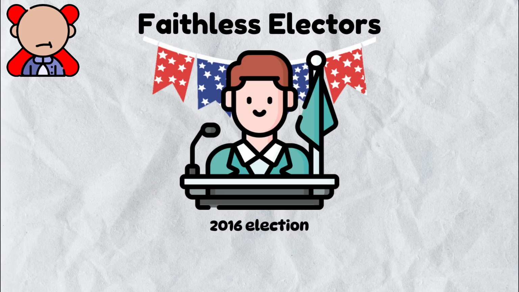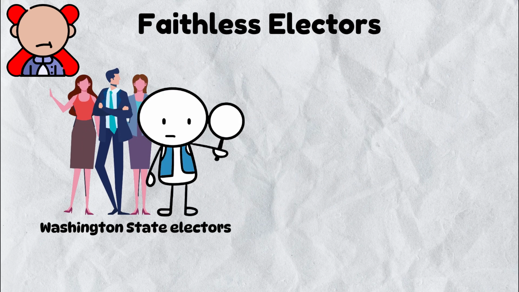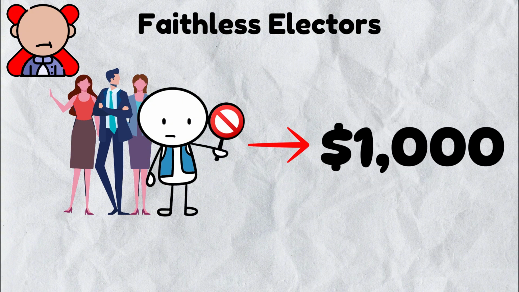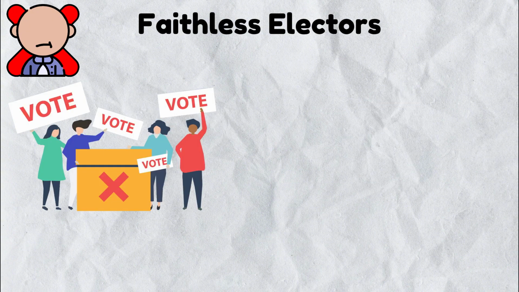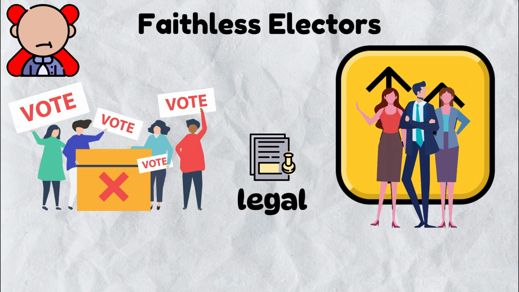The 2016 election saw a notable instance of faithless electors, with 4 Washington state electors voting against the popular vote and facing $1,000 fines as a consequence. This event highlighted the legal ramifications for electors who deviate from their expected voting behavior.